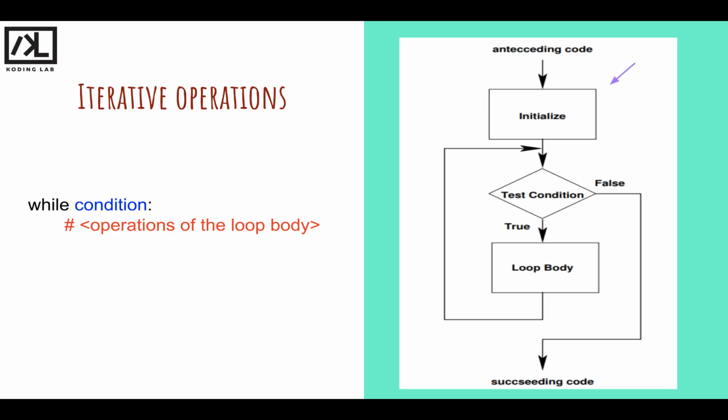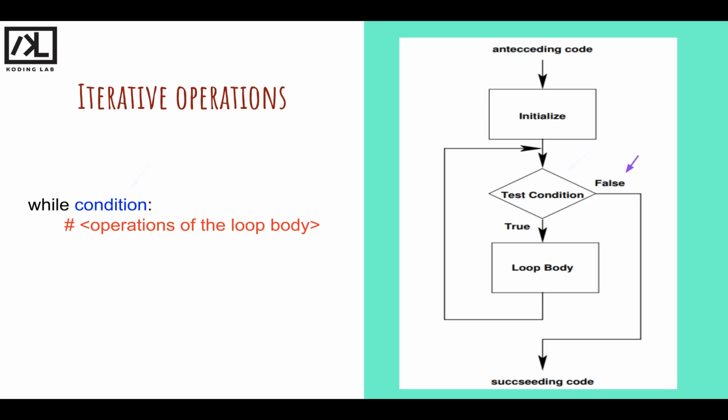So first, we need some initialization to some variables that will help in testing our condition and in executing the operation of our loop body. Then I'm going to evaluate my condition or test my condition. So if it's true, I will enter the loop body and execute its operations. Then I will go to test my condition again. So if it's true again, I will enter the loop body again and do my operations and test the condition again.